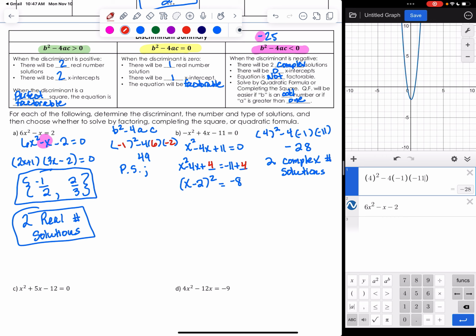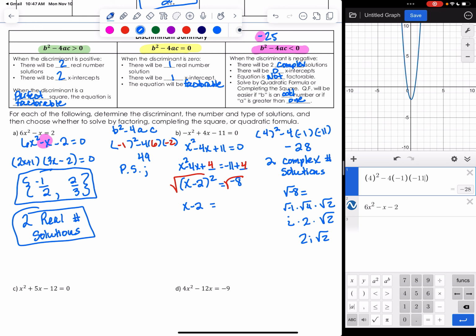All right, take the square root of both sides. So this would be x minus 2. Now, to simplify the square root of negative 8, let's just do a reminder here. This would be the square root of negative 1 times the square root of 4 times the square root of 2. So the square root of negative 1 is i. The square root of 4 is 2. The square root of 2 will not simplify. So I'm going to rewrite that as 2i square root 2.